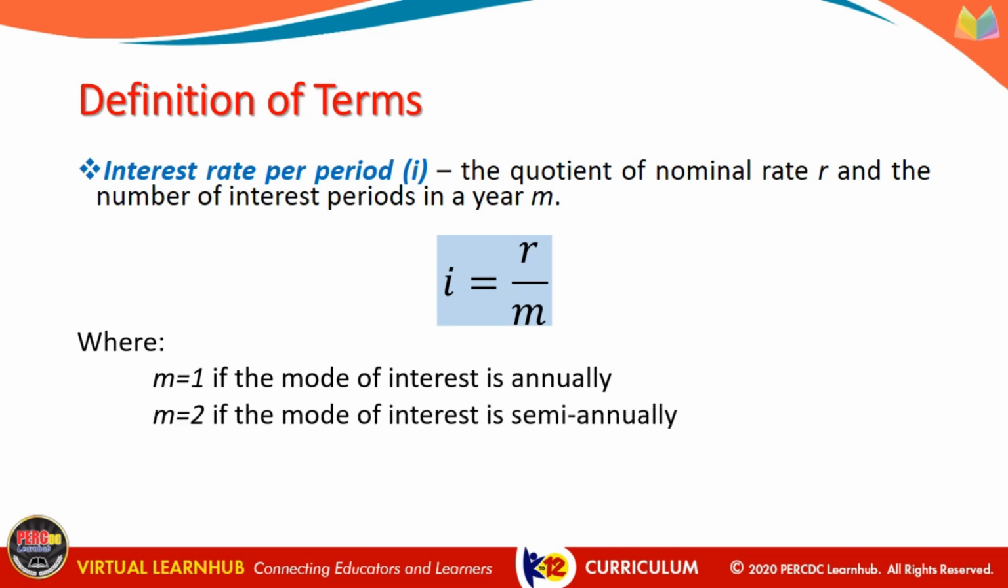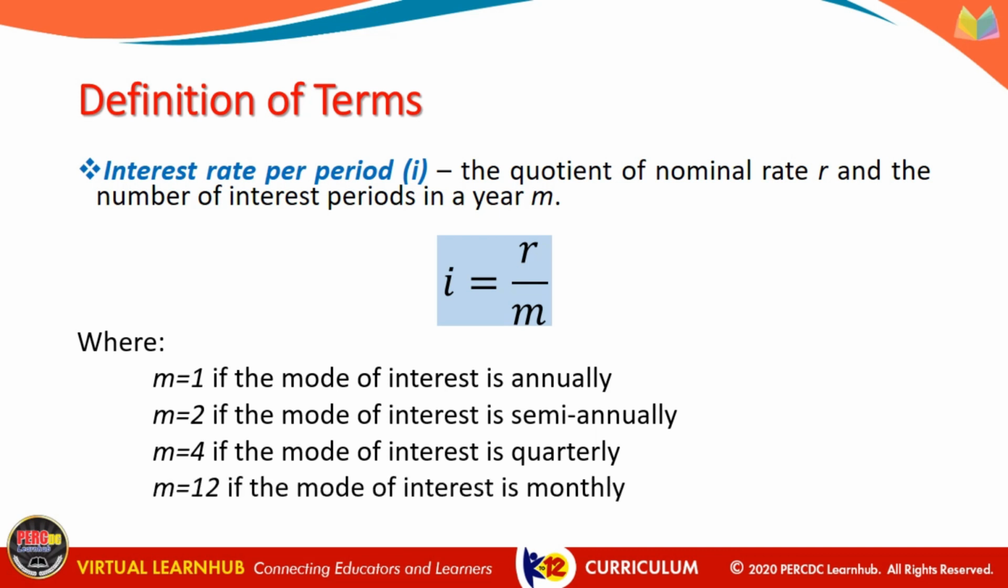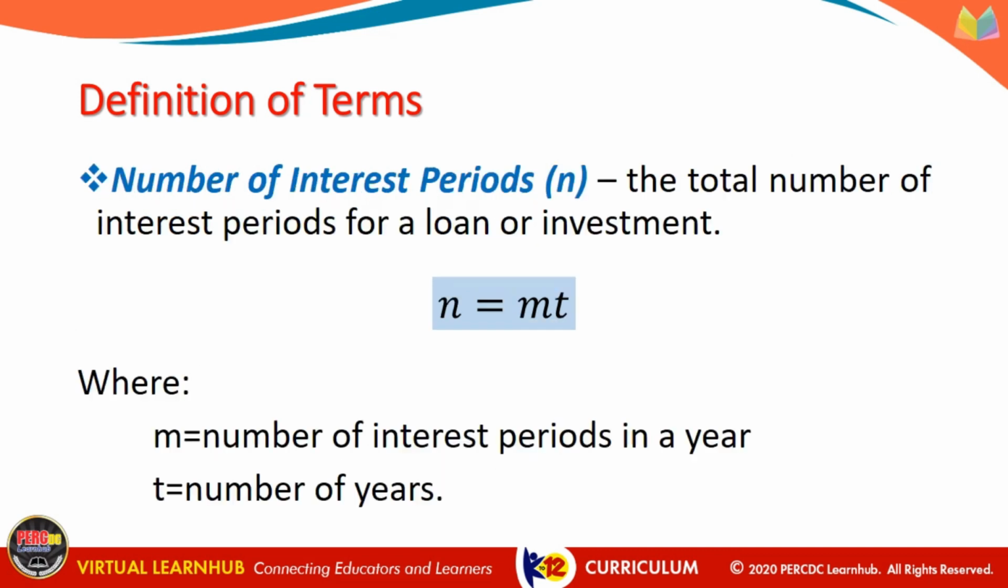M is equal to 2 if the mode of interest is semi-annually or every 6 months. M is equal to 4 if the mode of interest is quarterly or every 3 months. And M is equal to 12 if the mode of interest is monthly or 12 times a year. Number of interest periods is the total number of interest periods for a loan or investment. N is equal to M times T, where M is the number of interest periods in a year and T is the number of years.